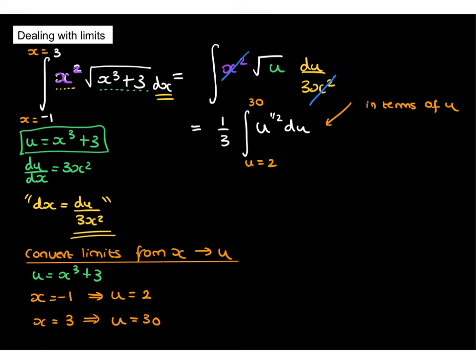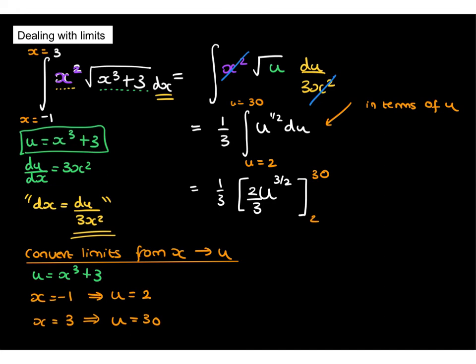So I can now do my integral, and it becomes u to the 3 over 2. Remember, we're dividing by this new power, 3 over 2, which is the same as multiplying by 2/3, and we've got limits of u equals 2 and u equals 30 to substitute in.